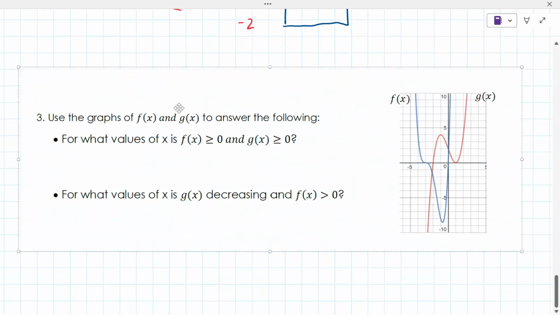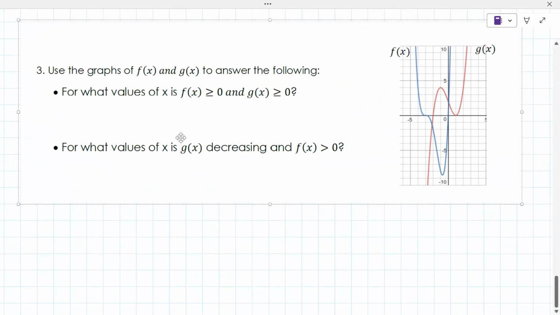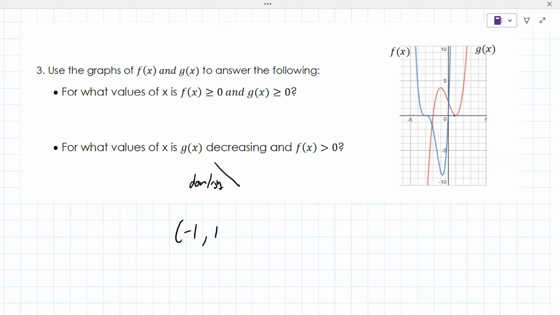All right, for part B, u of x decreasing. That means it's going down and to the right. So g of x is this red graph. It's only going down and to the right from -1 to 1. And then f of x greater than 0. We kind of already answered that, but it's not included this time.